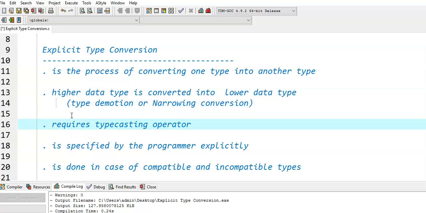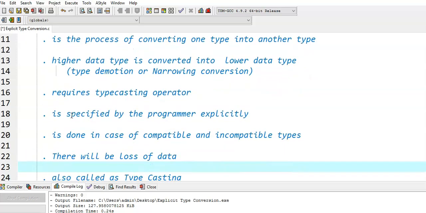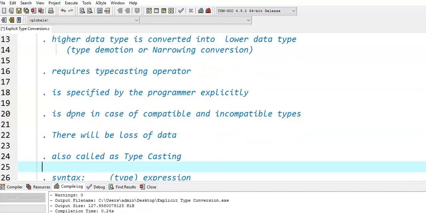Explicit type conversion requires a typecasting operator. It is specified explicitly by the programmer. That means the data type we want to convert to is to be specified by the programmer. It is done in case of both compatible and incompatible data types. In explicit type conversion, there will be loss of information.